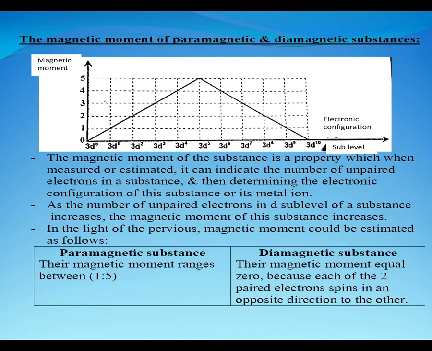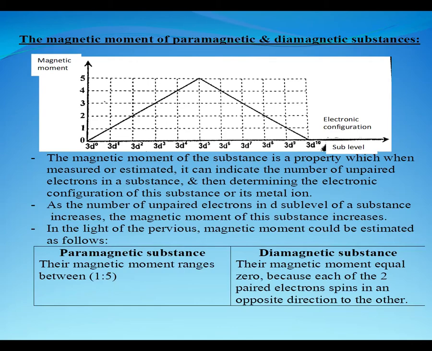After that, the magnetic moment decreases again with the decreasing number of single electrons in 3d. So for example, we have 3d6 for iron, which has only 4 unpaired electrons. After that, cobalt 3, nickel 2, copper 1, and then zinc, which has no single electrons. All the 3d electrons are coupled.